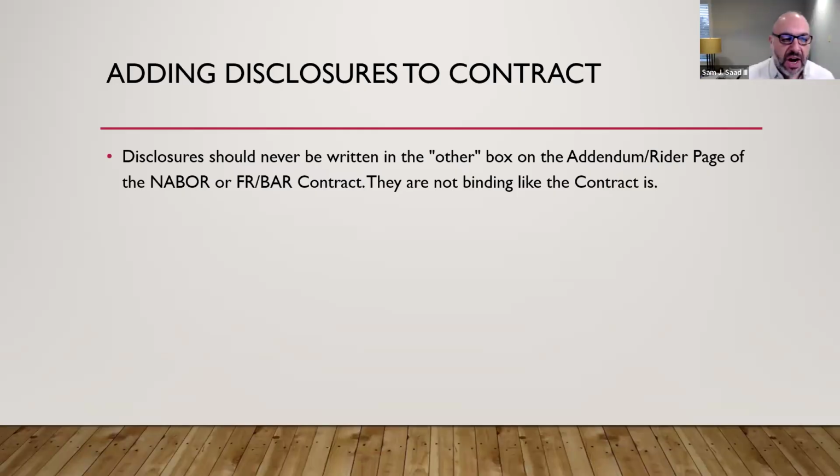On the NABOR contract, at the bottom of the contract, just like the FAR contract now, you have a series of checkboxes for adding additional addenda and riders to the contract. However, please don't add the disclosures to the contract by checking the box and clicking other and then writing it in, because they are disclosures. They're not binding parts of the contract, and we don't want them to be in a lot of cases. For example, we don't want contract law with regard to representations and warranties to apply to the CDD. It's not a mandatory disclosure.